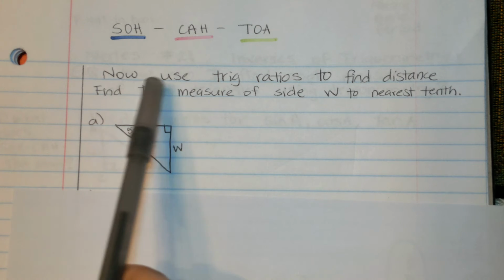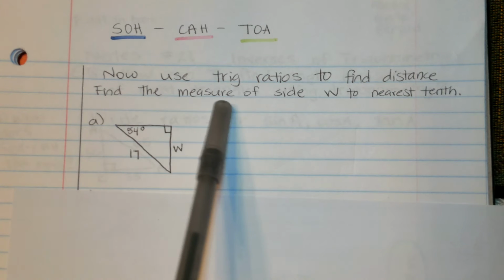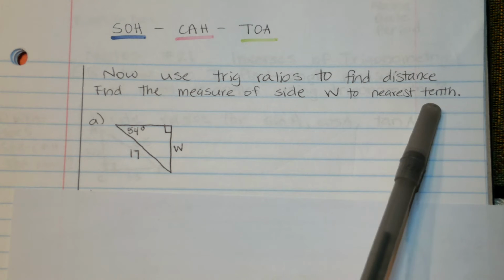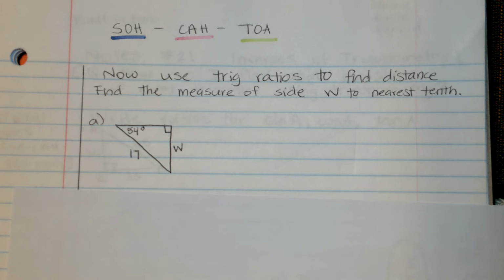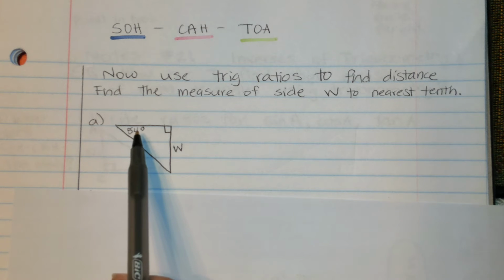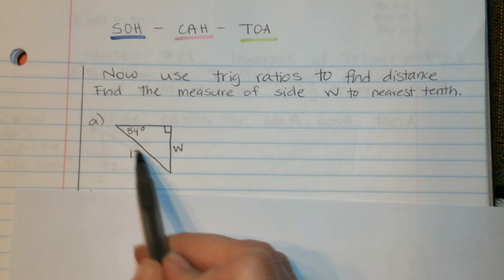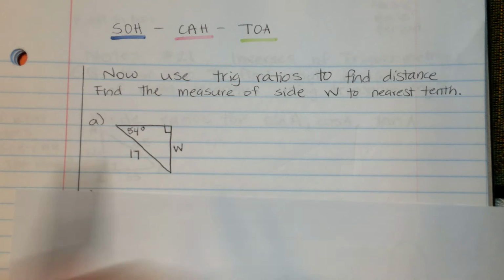So now use trig ratios to find distance. Find the measure of side W to the nearest tenth. So here we see it is a right triangle. We have an angle of 54 degrees. So now the angle is given. Instead of saying something like sine A or cosine B, we actually have an angle measure, and I'll show you what to do with that. I know my hypotenuse is 17, but I'm trying to find this side length. So what I want to do first is identify what I know.